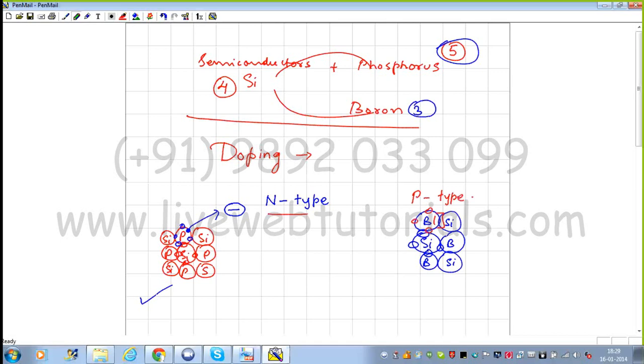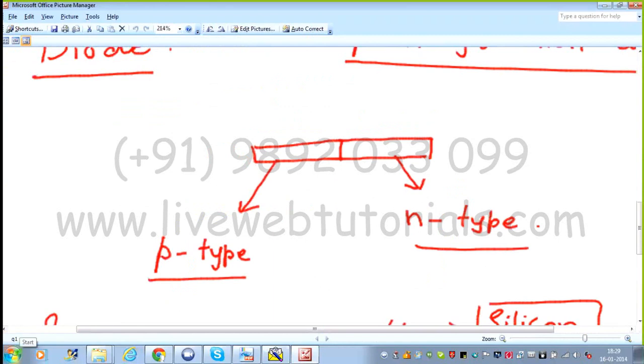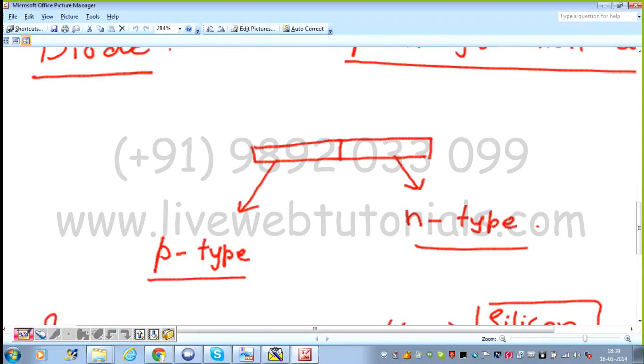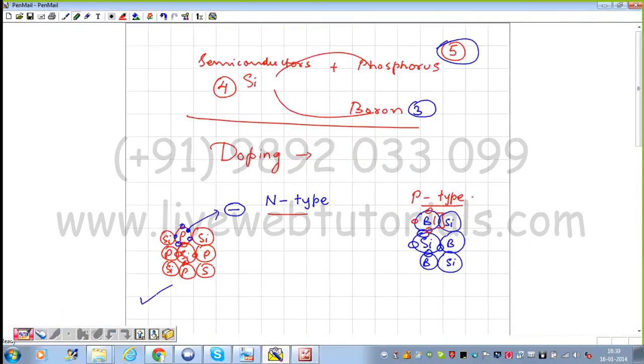And when you are combining both of these together, as we have seen in the previous diagram, we will call them a p-n junction diode. This is the part of the p-n junction diode. Now what is the function of this diode? We'll just come to that part. What is the use of this diode?